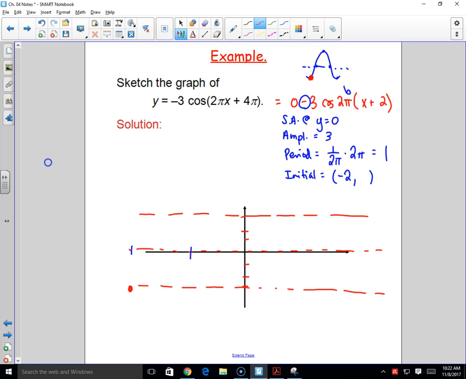What is my initial point? -2, and what does my y need to be? -3. Because the cosine needs to start displaced, and usually it would be amplitude plus sinusoidal axis. Usually it would be up, so 0 plus 3. But in this case, since it's been flipped, I have to do 0 minus 3. Does that kind of make sense?